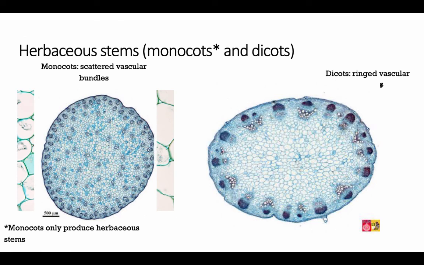Again, just a close up. Under the microscope, it'll look exactly like this. The dicots right here, ringed, and the monocots that only produce herbaceous stems.